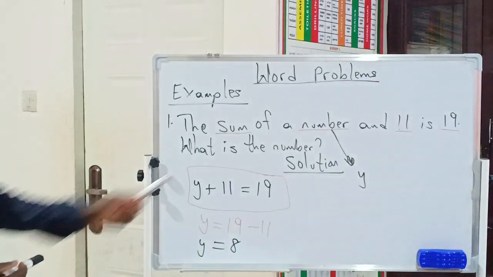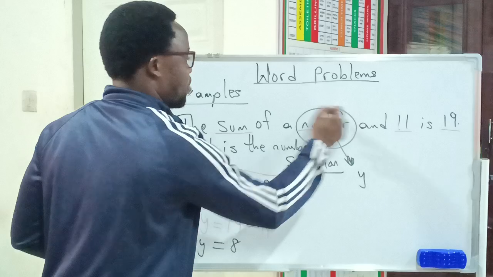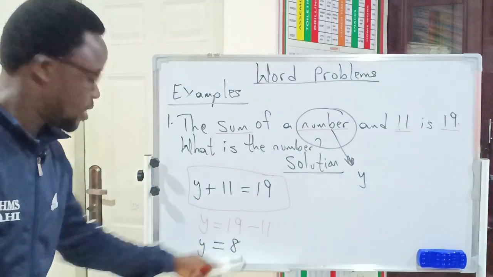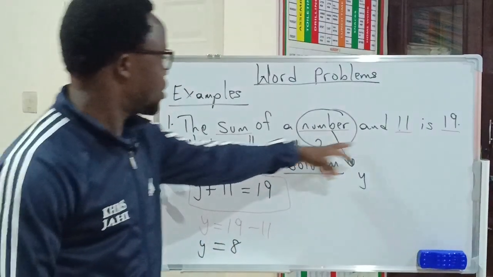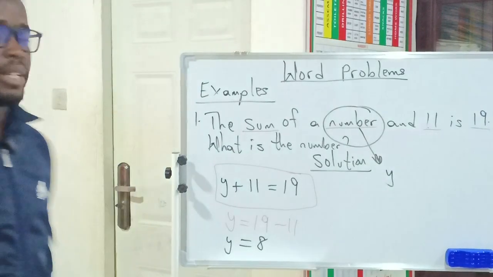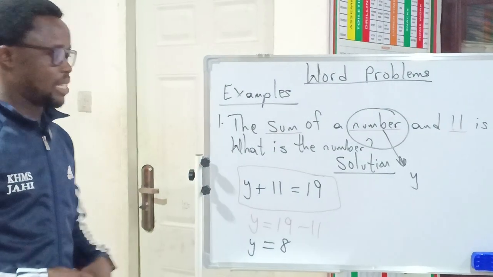So can you see? The number you are talking about is 8. And ordinarily, when you add 8 to 11, you get 19. It's as simple as that.